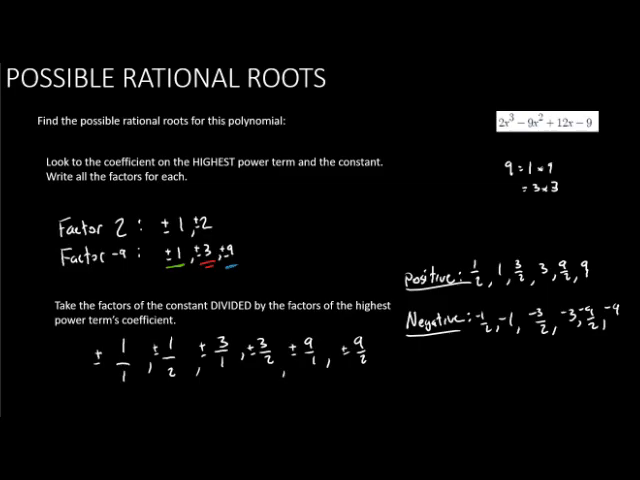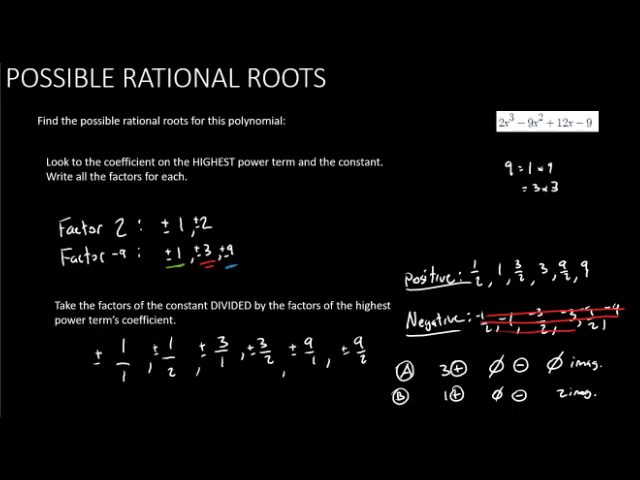Recall in a previous video there were 2 possibilities for what sorts of roots we might have. Possibility A said that we could have 3 positive real roots, no negative real roots, and then no imaginary roots. However, option B said we could have 1 positive real root, no negative real roots, and 2 imaginary. Because both possibilities have no negative roots, we can remove all of our negative rational roots from consideration.